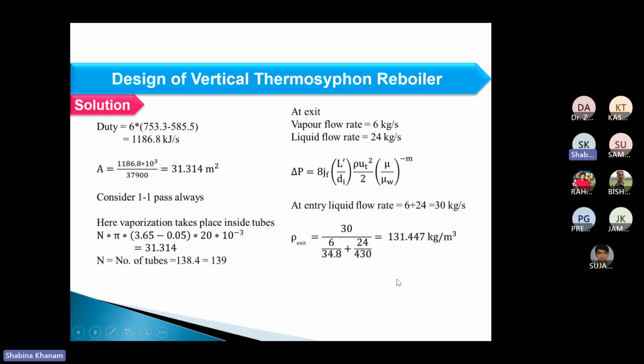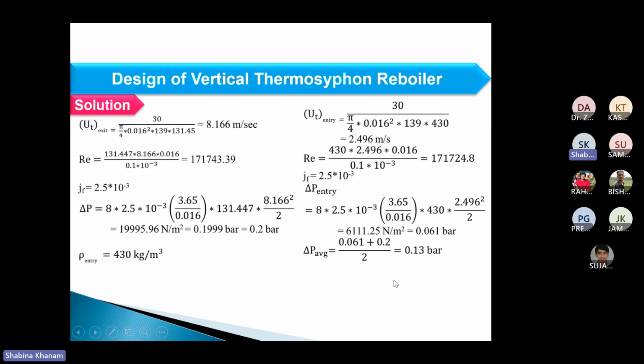So now at present we are calculating the pressure drop at exit condition. So this is the density. I hope you are able to follow. So velocity at exit condition, 8.166 meter per second, we have calculated. We can find Reynolds number. Reynolds number over here is the density of the mixture, the velocity which we have just calculated, and D_i divided by mu.